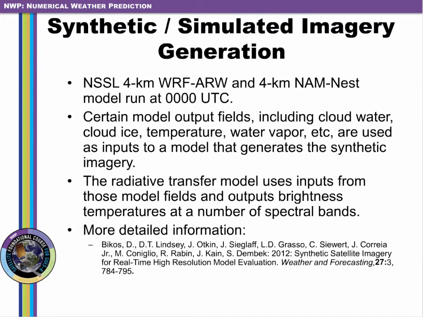Throughout this module, we'll be looking at the synthetic imagery from two different models, the Nissel-Whorf ARW model and the NAM-NEST, both at 4 km horizontal resolution with output from the 0Z run. Certain model output fields, including cloud water, cloud ice, temperature, water vapor, and so forth, are used as inputs to a model that generates the synthetic imagery. The radiative transfer model uses inputs from those model fields and outputs brightness temperatures at a number of spectral bands. For more detailed information, refer to this article.